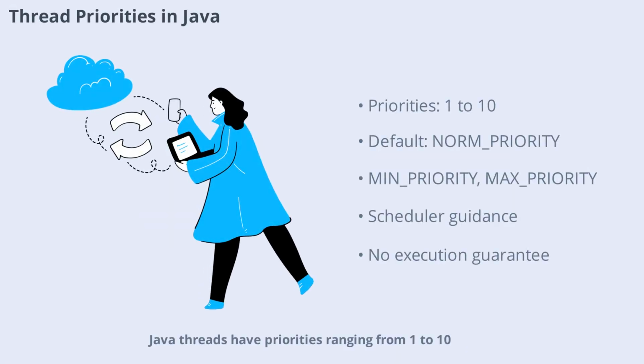Java threads have priorities ranging from 1 to 10. The JVM assigns a default priority called NORM_PRIORITY. Other options include MIN_PRIORITY and MAX_PRIORITY. Thread priorities help the scheduler decide which thread to run next, but they don't guarantee execution order. Proper use of priorities can improve application responsiveness, especially in complex, multi-threaded programs.